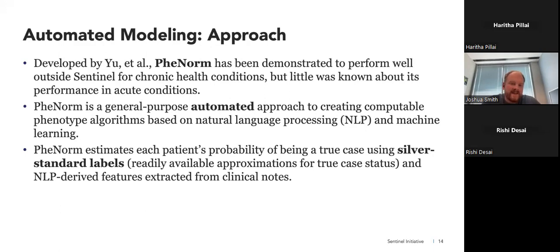PheNorm also estimates the probability of each patient's being a true case, having the disease, using what we call silver standard labels, which are readily available approximations for true case status. And it also uses the NLP-derived features that we extract from clinical notes. Silver standard labels can be something like ICD codes, something that's already present that might not be perfect in recognizing the disease, but that provides an initial starting point.